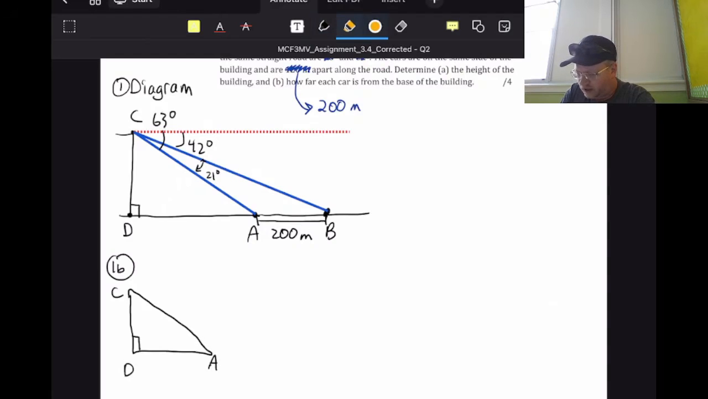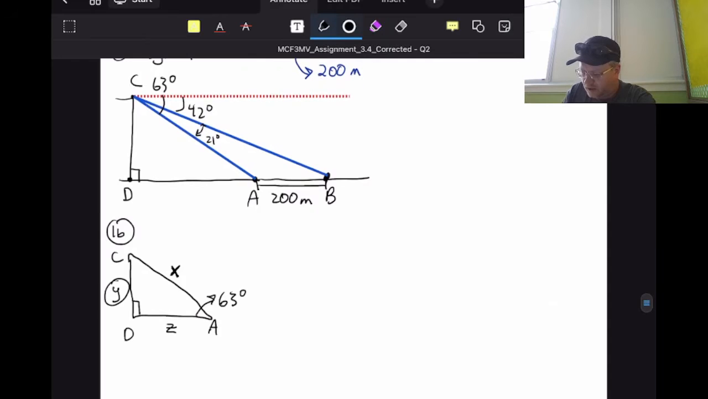Using alternate angle patterns, or sometimes we just call it the Z pattern, this angle here and this angle here will be the same. So because this is 63 degrees, this will also be 63 degrees. So let's label that on our new tidy diagram here, 63 degrees. We are going to need to figure out the length of this side. We're actually going to be doing that first, and then later we'll find these distances as well. So this will be the height of the building, and this will be the distance from the building to the first car, car A.